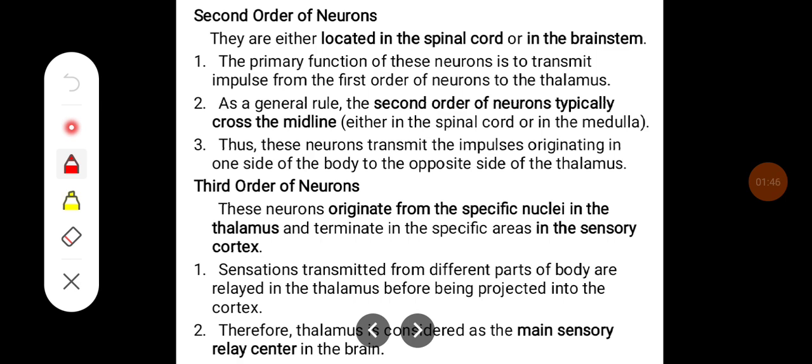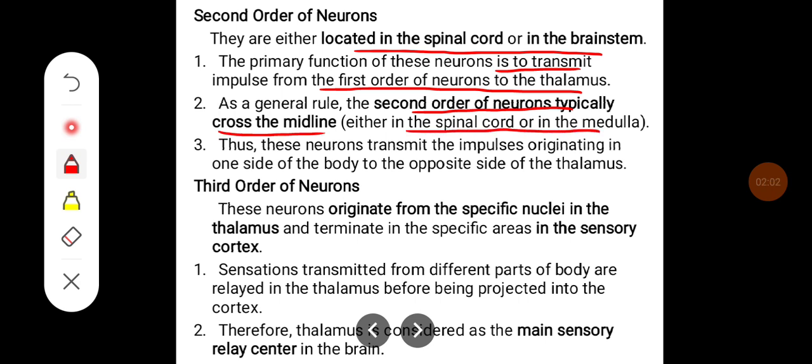Second order neurons are either located in the spinal cord or in the brainstem. The primary function of these neurons is to transmit impulse from the first order neurons to the thalamus. As a general rule, second order neurons typically cross the midline, either in the spinal cord or in the medulla. Thus, these neurons transmit the impulses originating in one side of the body to the opposite side of the thalamus.